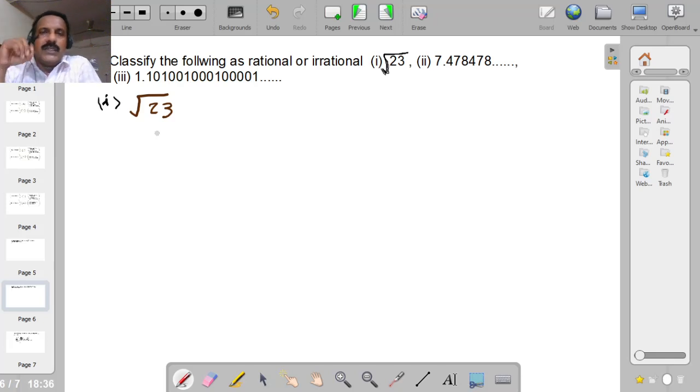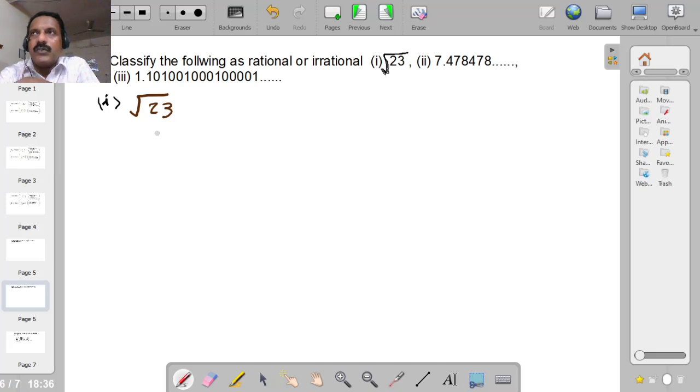See, we know that 23 is not a perfect square. A perfect square means the square of some natural number. 1 is a perfect square because 1 squared is equal to 1. 4 is a perfect square because 2 squared is equal to 4. 9 is a perfect square because 3 squared is equal to 9. 16 is a perfect square. Similarly, 25 is also a perfect square, but 23 is not a perfect square.